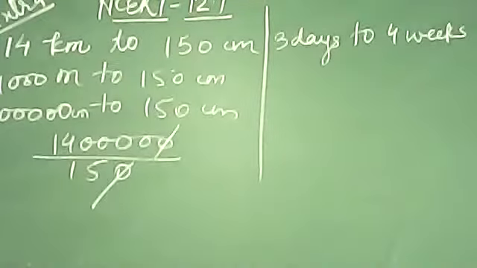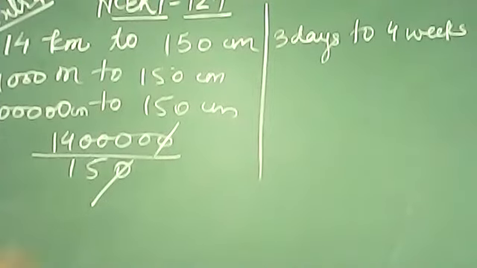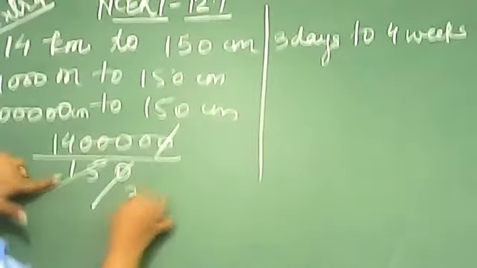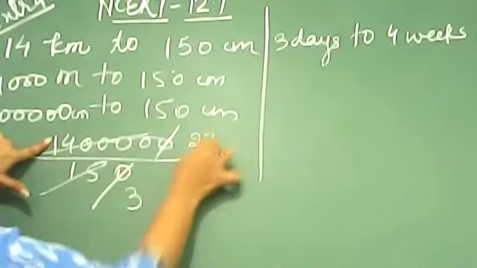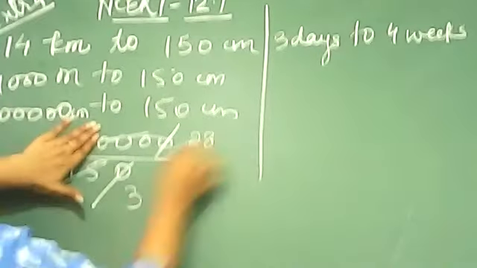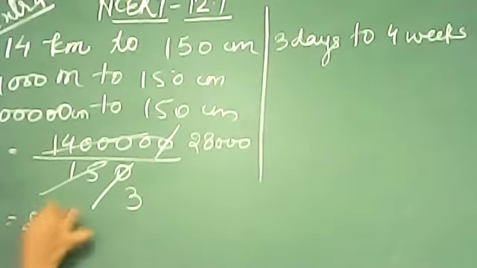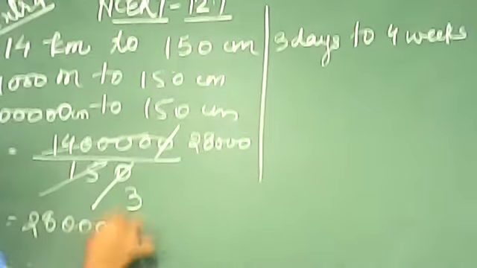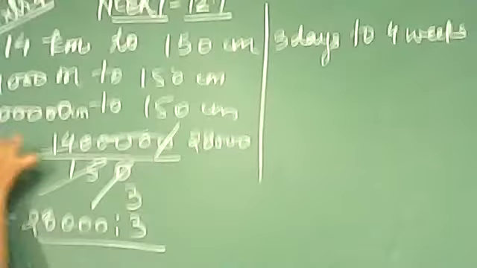The 10s will get cancelled, and now you know you can cancel by 5. 5 threes are 15, 5 twos are 10, 5 eights are 40, and यहाँ पर आ जाएगा 3 zeros more. Our answer would be 28,000 ratio 3. This is the final answer for this.